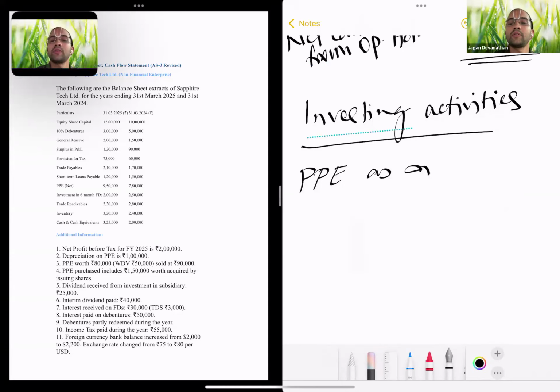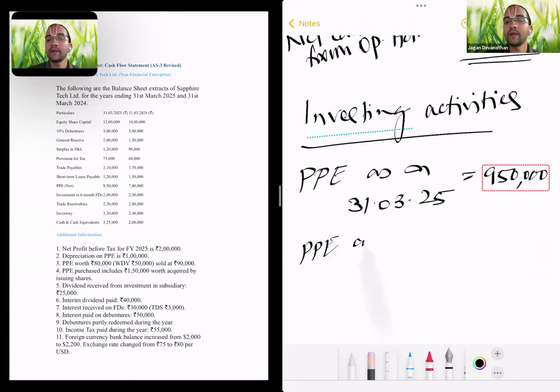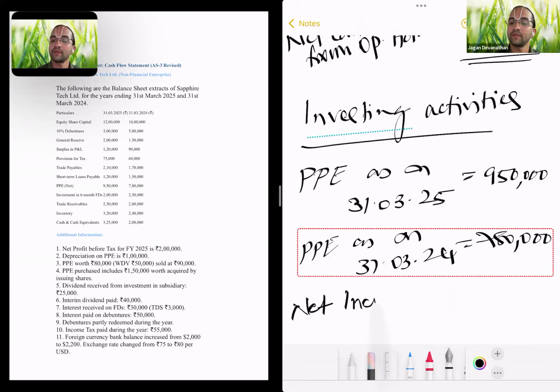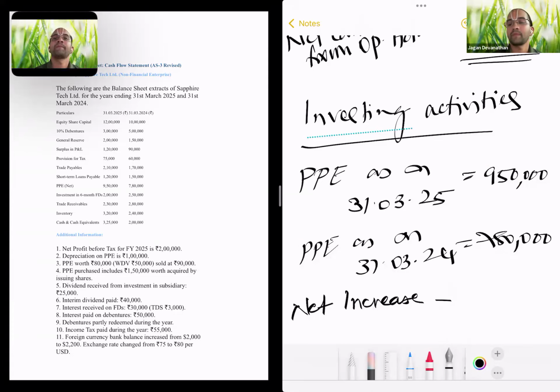Now, PPE as on 31st March 2025 is how much? 9,50,000, right? Now, PPE as on 31st March 2024 is how much? 7,80,000. What is the net increase? Net increase is 1,70,000. So we think that this is the net cash movement, but not. We have a lot of adjustments also, right?